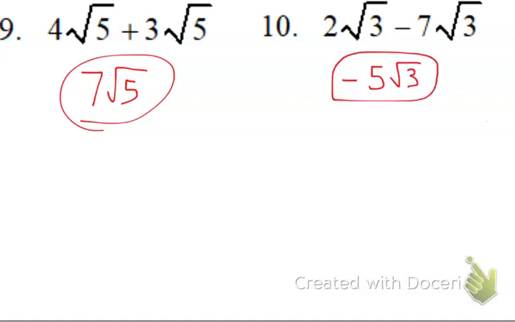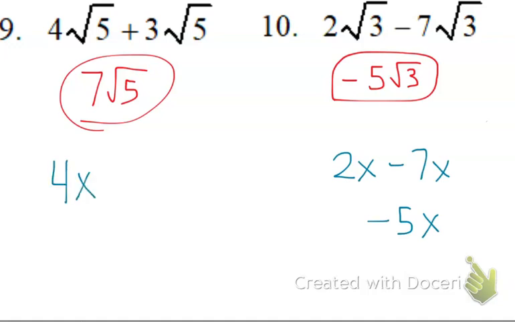These like radicals you can think of as like terms. So some similar problems would be like 2x minus 7x, which gives us negative 5x. 4x plus 3x would be a similar problem. That'd be 7x. Same idea as combining like terms when we combine like radicals.